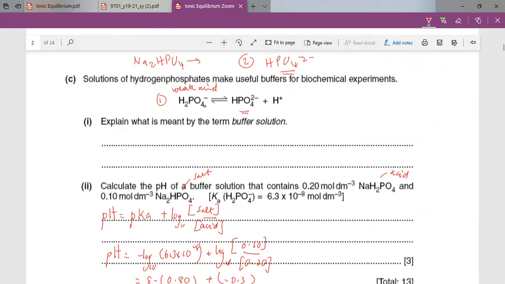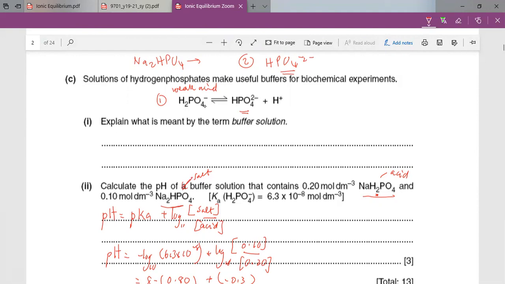Now here: calculate the pH of the buffer that contains 0.20 mole of sodium dihydrogen phosphate. Never mind the two, that means this is the acid. It's an acidic salt, but acts as an acid. And 0.1 mole of your disodium hydrogen phosphate, which will act as a salt. So these two together will form the buffer solution.